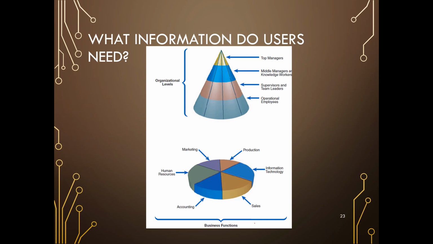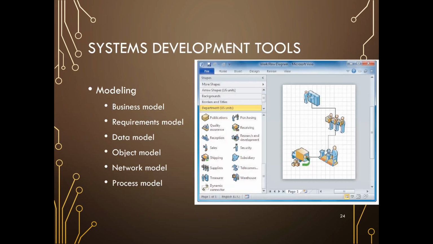After that we talk about the tools for system development. System here, as I told you in the last class, means information system. In order to develop the information system, let's begin with the first one: modeling tools. To model the business or the system, we need a modeling tool for business models, for developing requirement model, data model, object model, network model, and process model.